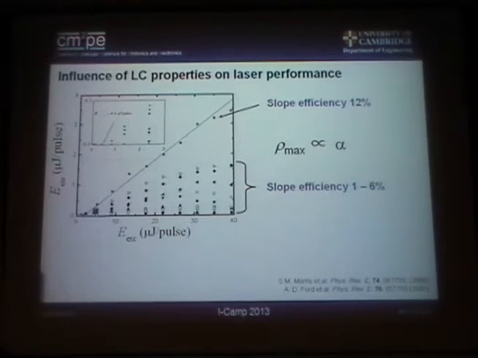Harry showed this slide a minute ago, showing the change in performance that we saw, which was quite dramatic over a range of materials. You could be looking at slope efficiencies that are rather low, in some cases less than 1%, and just by choosing the right liquid crystal, you could shoot that up to about 12 to 15%. The conditions for the thickness, the dye concentration, the pump, everything else would be the same; it's just the liquid crystal that would be different.